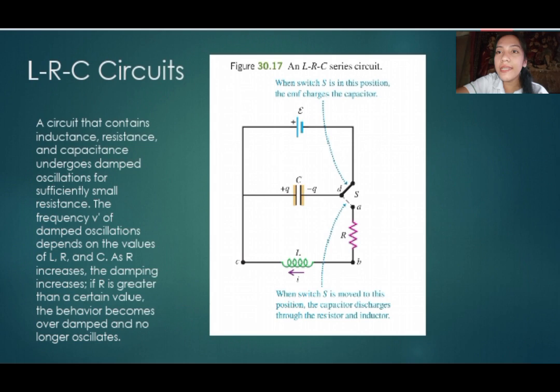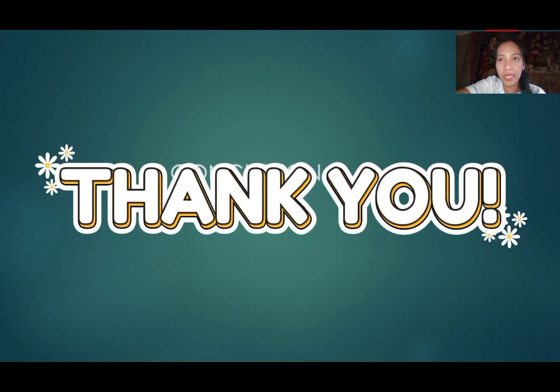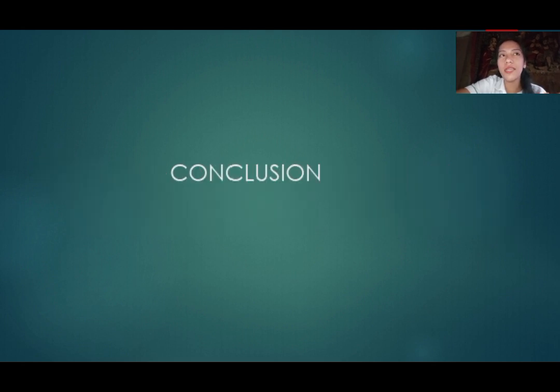So that's it for the discussion on Chapter 30. In conclusion, inductance plays a crucial role in electrical circuits by controlling current changes and storing energy in magnetic fields. Understanding mutual inductance, self-inductance, and different circuit behaviors helps us better understand how many electronic systems function in real life.